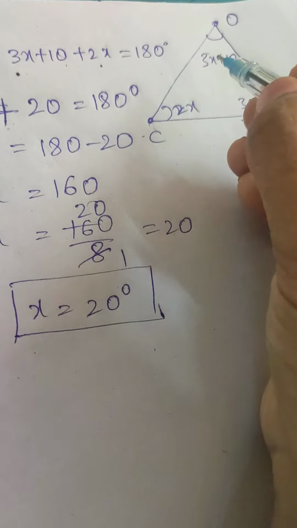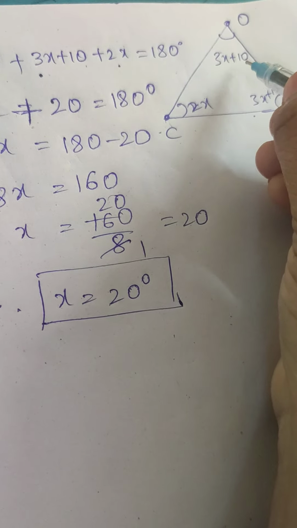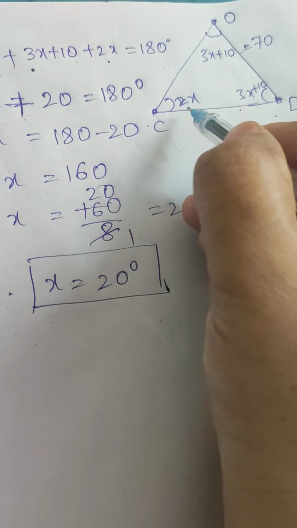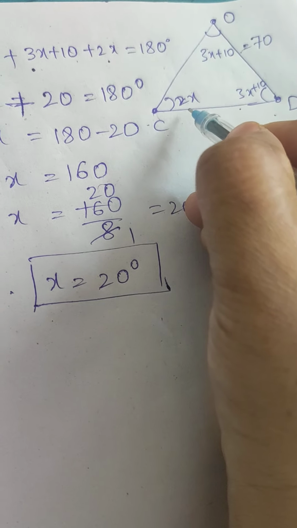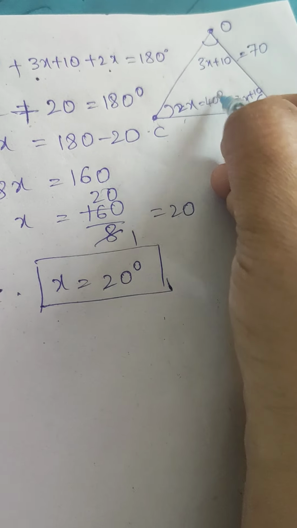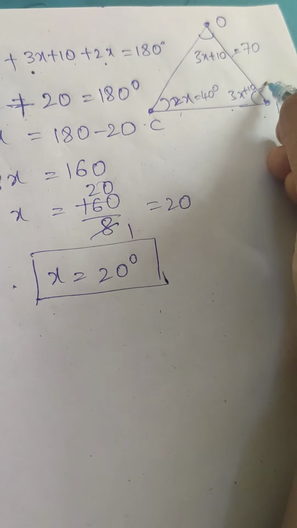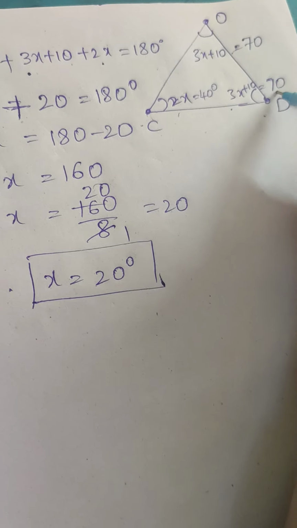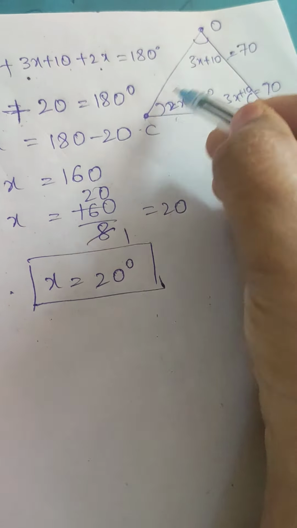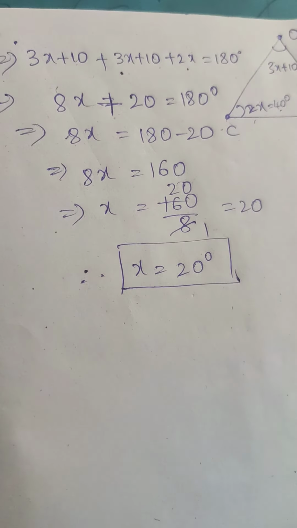Okay, if we see here, this value will be 3 twos are 6, 60 plus 10, it becomes 70, and 2x means 2 twos are 40. This becomes 40, and 3x plus 10, this also becomes 70. If we add these three, 70 plus 70 becomes 140, 140 plus 40 becomes 180. The sum of the angles of the triangle is equal to 180. Okay, this is the way how we can do.